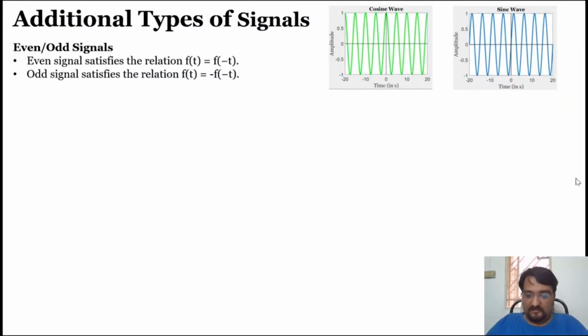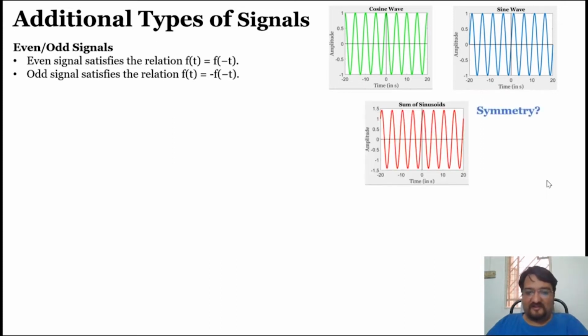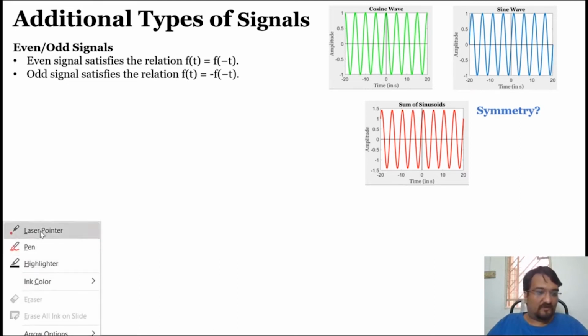So I hope it is clear what is an even signal and what is an odd signal, and how they look. Just remember, even signals are symmetrical about the y-axis, odd signals are symmetrical about the origin. So the symmetric point is now clear. I suppose you understood it properly.